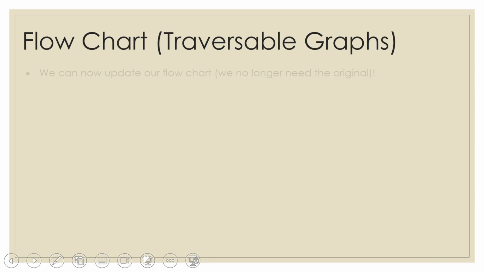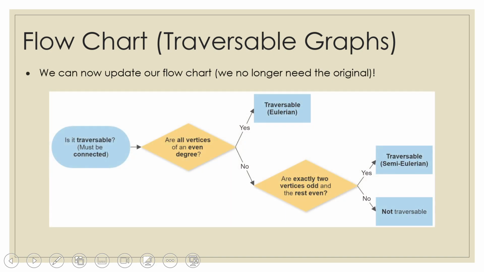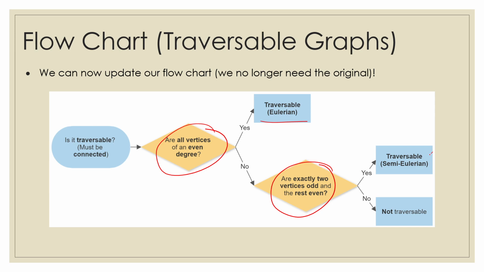Okay, so now updating this flowchart: if it is all even, we would have a traversable Eulerian. If we have exactly 2 odd ones, it would be semi-Eulerian. If it's neither of these, it's not traversable.